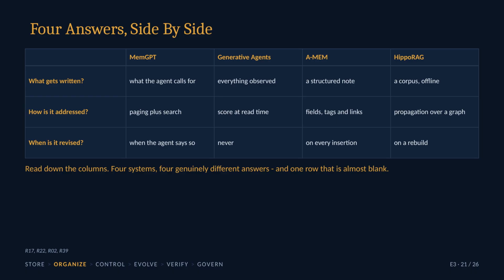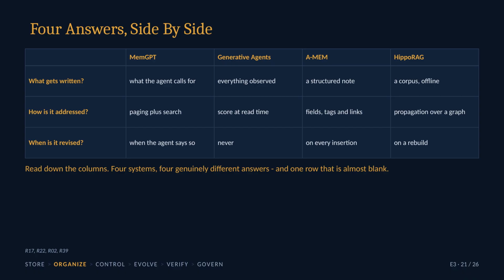Read down the columns. What gets written, what the agent calls for, everything observed, a structured note, or a corpus prepared offline. How is it addressed: paging plus search, a score computed at read time, fields and tags and links, or propagation over a graph. 4 systems, 4 genuinely different answers, and none of them is a rephrasing of another. Now read the third row, and notice that it is the only row where the answers stop being interesting.